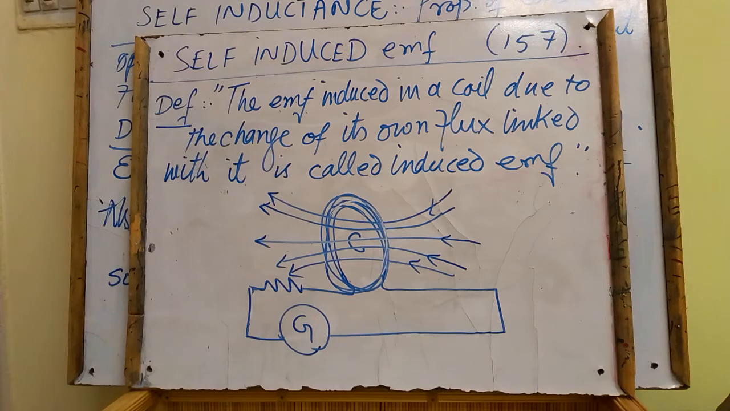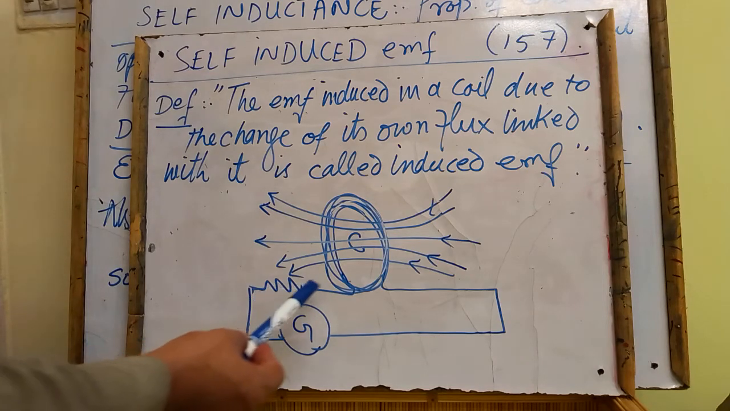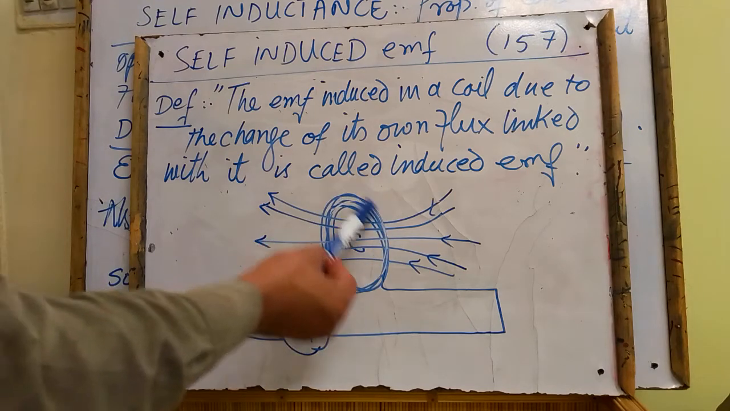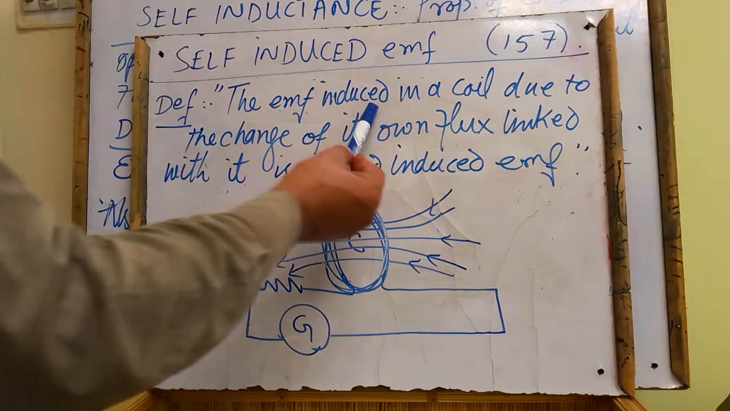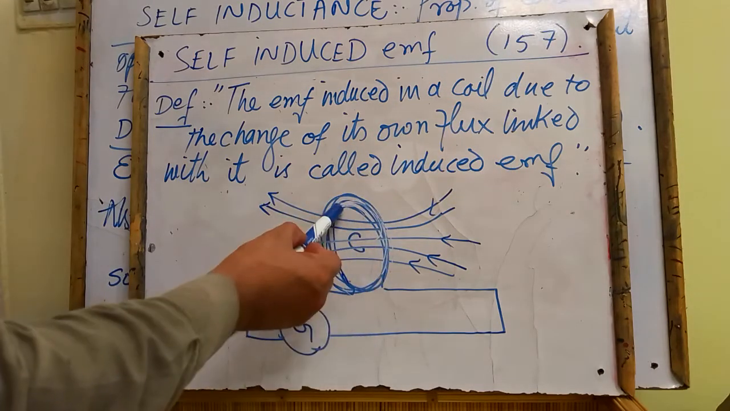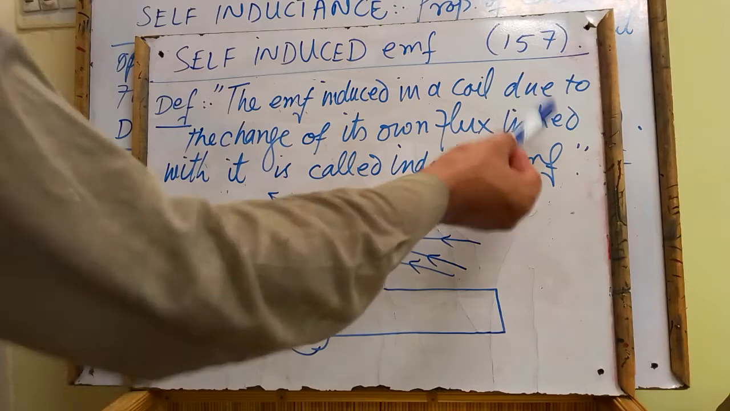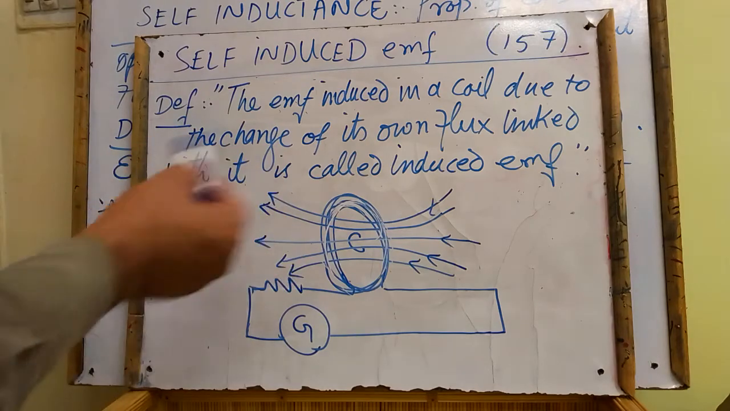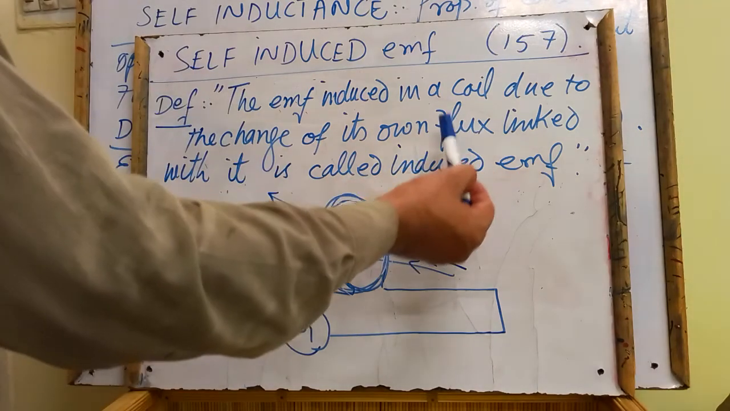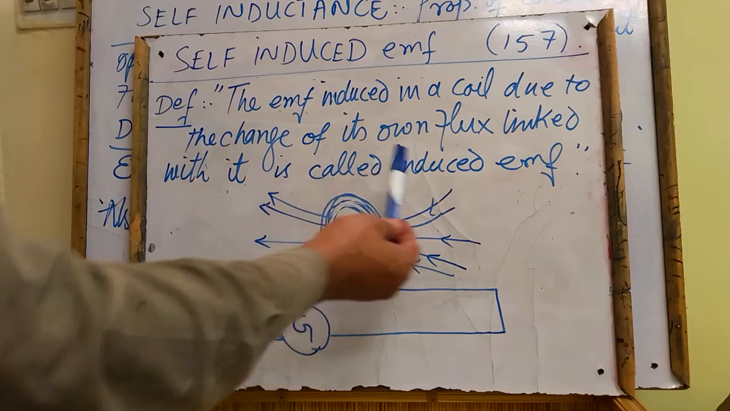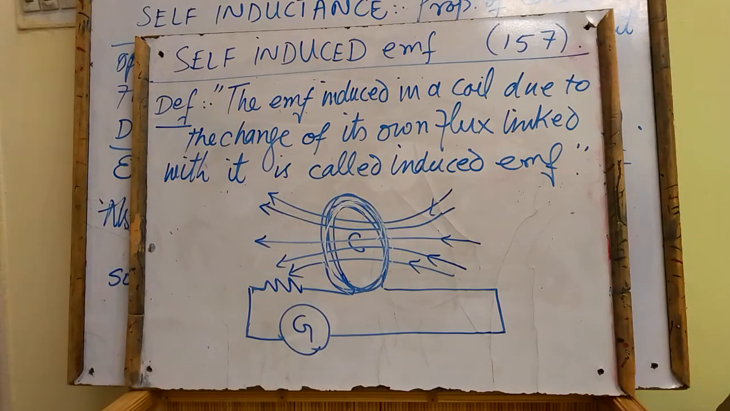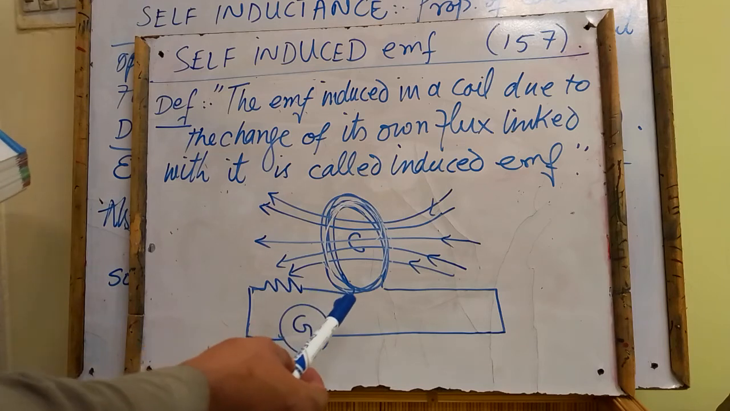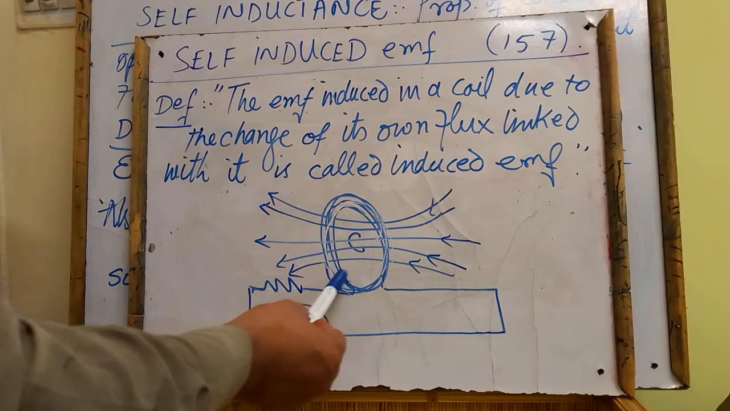So, from this diagram, we can see that the EMF induced in a coil due to the change of its own flux, this is the flux produced by the coil itself with the flow of the current, linked with it, is called self-induced EMF. The inductance of the coil can be demonstrated by changing current in it. For example, if a steady current is flowing in a circuit, there will be no inductance.